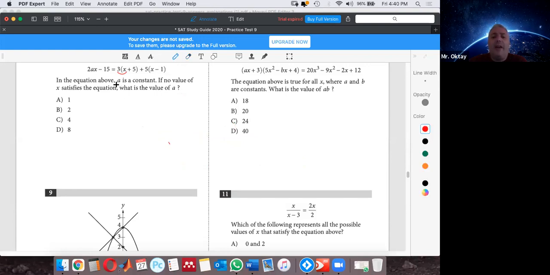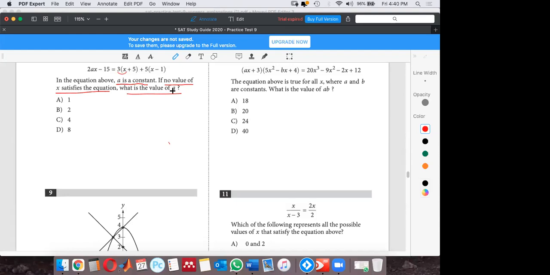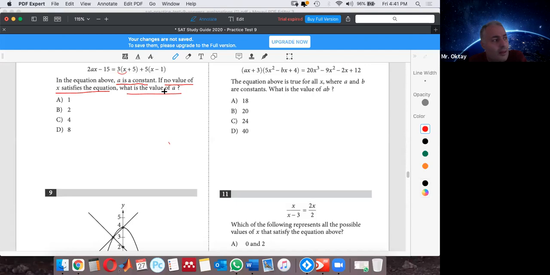In the equation above, a is a constant, okay? If no value of x satisfies the equation, what is the value of a? What does it mean, no value of x satisfies the equation? It means there is no specific value. No value of x satisfies the equation. So that means there is no x. Understand.